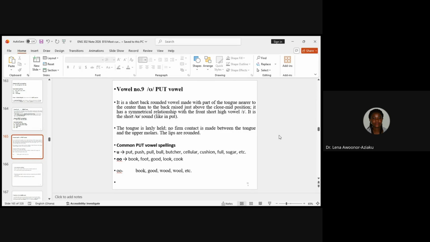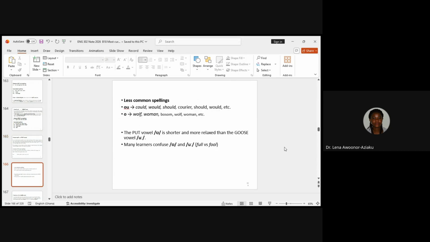You pull the door, you push it. You don't pull it and you don't push it. If you pull, then you are in a pool of water or blood. Then we have book, foot, good. Look, cook, wool, hood. There are other examples. You can look for more examples.